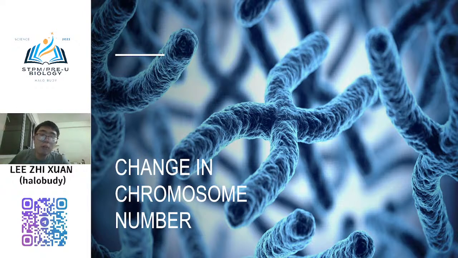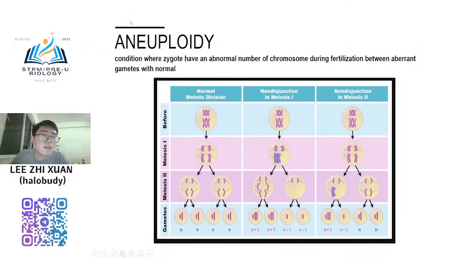So about the chromosome number. Okay, chromosome number, those are all Turner syndrome, Down syndrome. You have learned them before. Okay, but in chromosome number in STPM you will learn about aneuploidy and also polyploidy. So what are they? I will explain it.